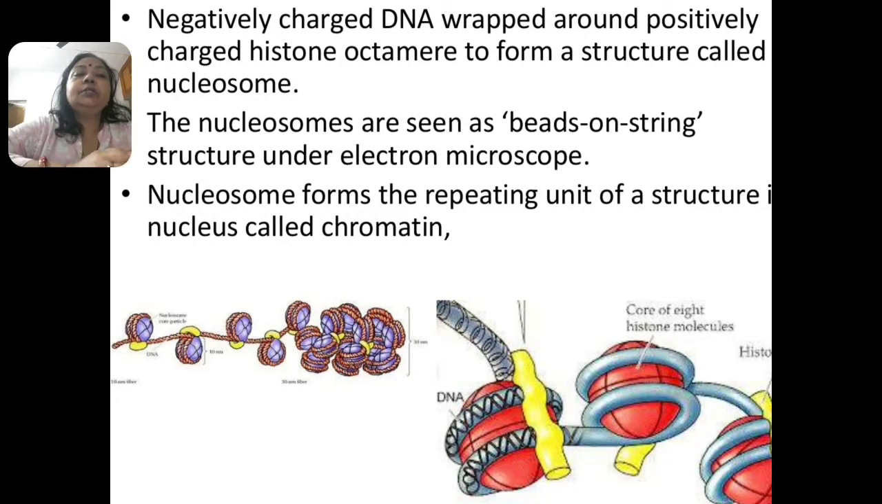Negatively charged DNA wraps around the positively charged histone octamer to form a structure known as the nucleosome. Under the electron microscope, if we look at nucleosomes, they are seen as beads on a string. Nucleosomes form the repeating unit of the structure in the nucleus called chromatin, a thread-like structure.